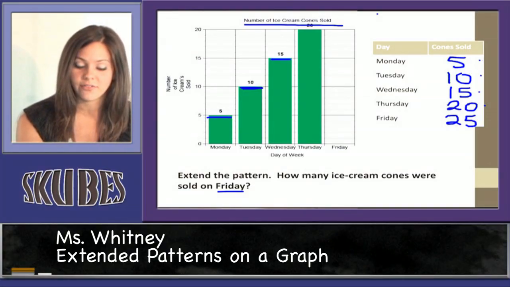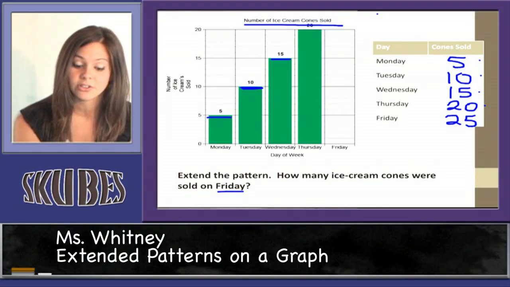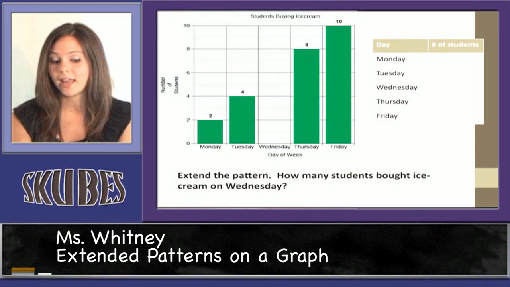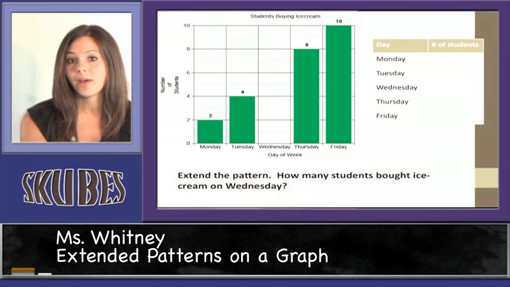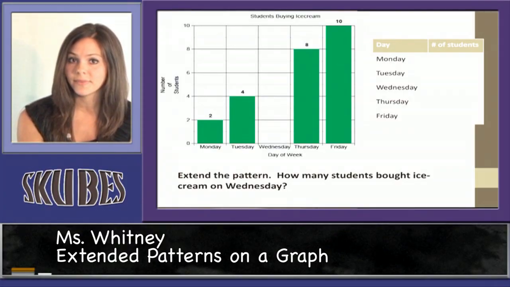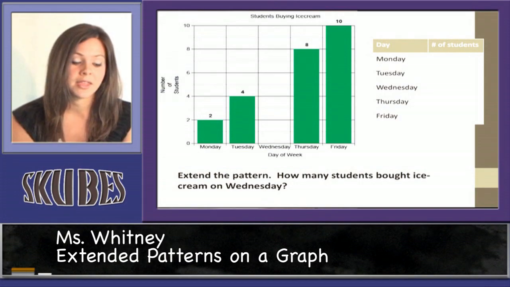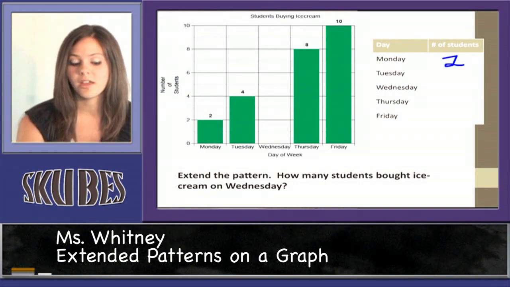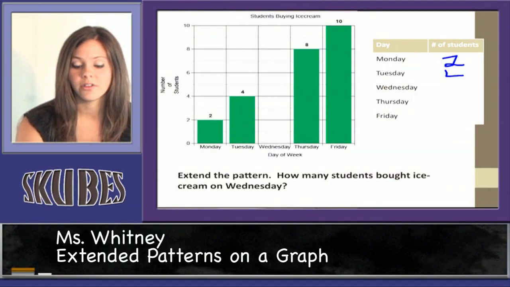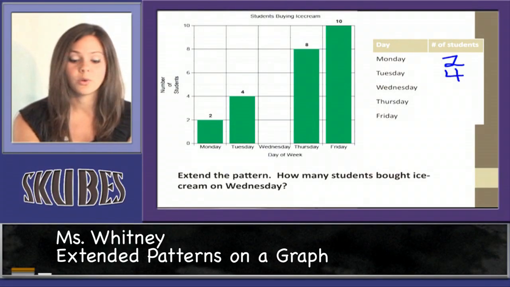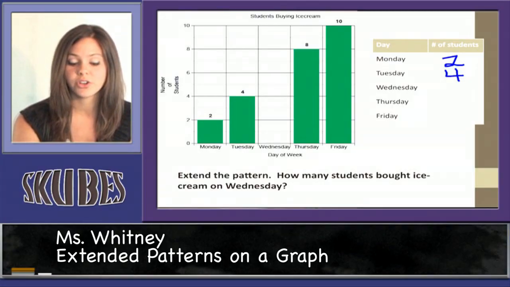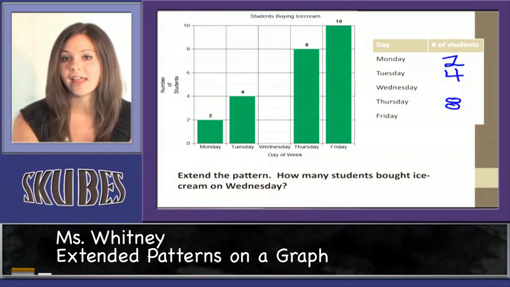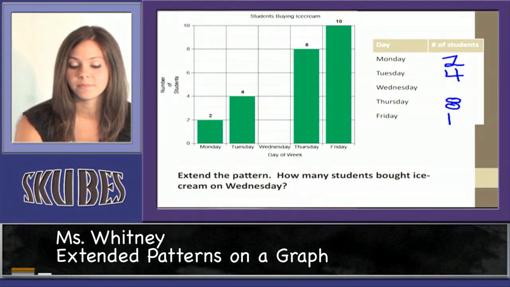Our next graph also tells us the number of ice creams sold on Monday, Tuesday, Wednesday, Thursday, and Friday. But this time we don't know how many were sold on Wednesday. So let's fill out our T-chart again. On Monday, 2 ice creams were sold. On Tuesday, 4 ice creams were sold. Wednesday, we don't know. On Thursday, 8 ice creams were sold. And on Friday, 10 ice creams were sold.